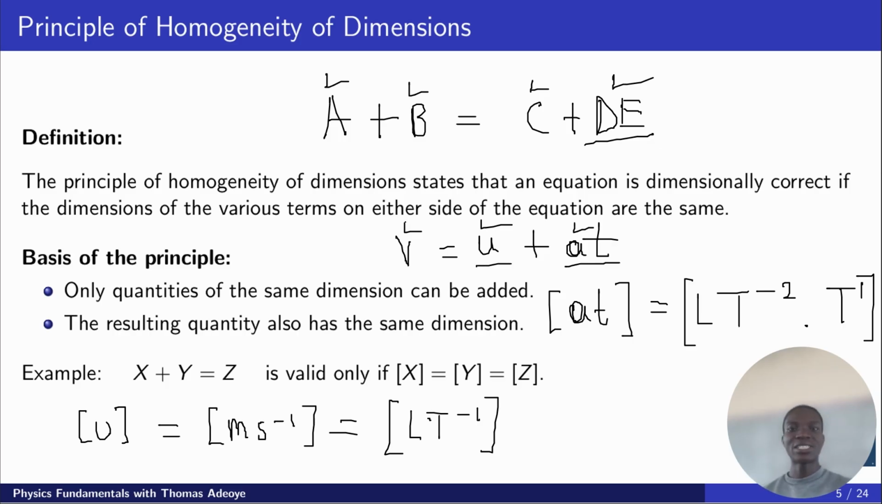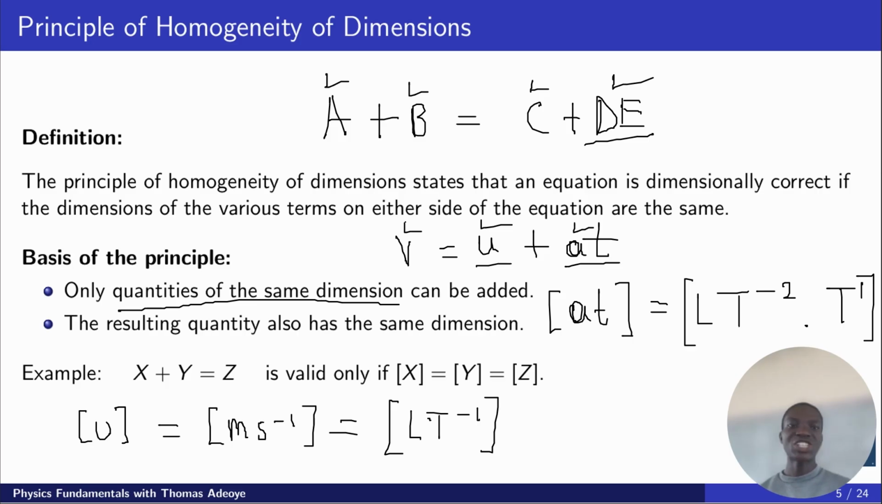And this equation obeys the rule which says that it is only quantities of the same dimensions that can be added. Because merely looking at this equation, one may wrongly assume that it does not obey the principle of homogeneity. You know, U plus at. So we might say that U and at do not have the same dimension. But if you do the needful, you would see that they actually have the same dimension. So each term, that is V, U, and at combined, have the same dimension.